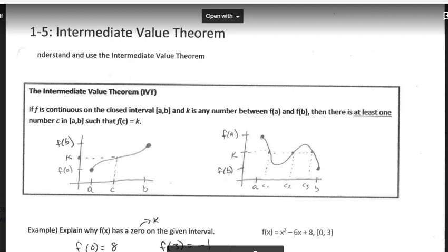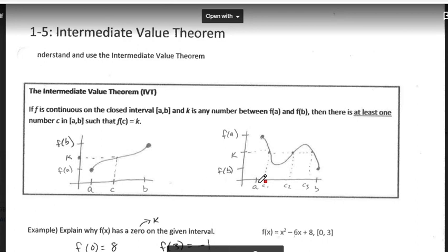In other terms, this basically means if this function goes from f of a to f of b on this interval, then it's got to go through k to get there. And there has to be an x value that allows that to happen. We underlined here at least one number. In this case right here, this only happens at one number where it goes through this point.